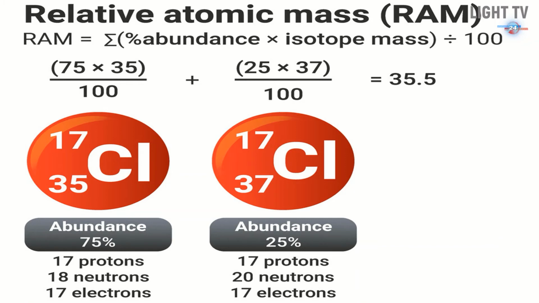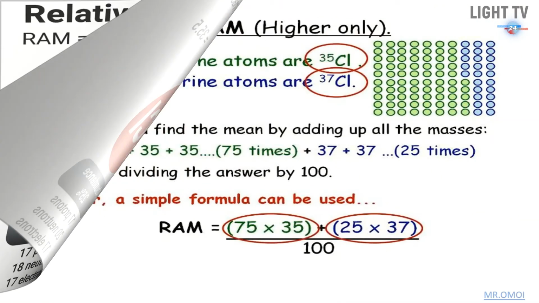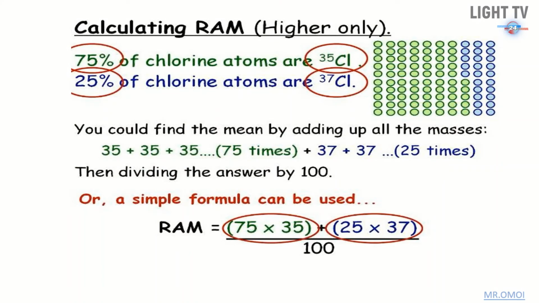Now, from these two examples, we have seen that the relative atomic mass of the element is nearer to the mass number of the most abundant isotope. That is the observation that we have made from the two examples, that the RAM is nearer to the mass number of the most abundant isotope, and that is how it is.